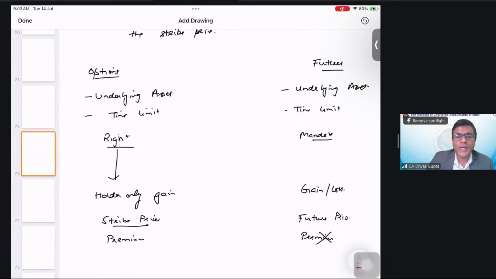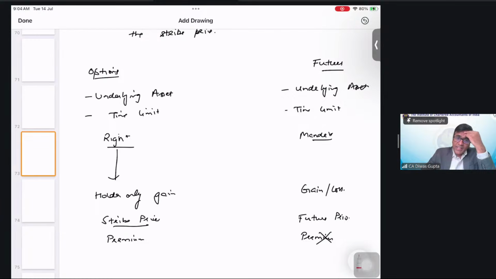Okay. Now, students, quickly check. Let's quickly do a check on the options and futures. What are the differences to understand? So, options have an underlying asset. Yes. Futures also have an underlying asset. There is a time limit for both of them. Futures also come with a time limit, and options also come with a time limit.